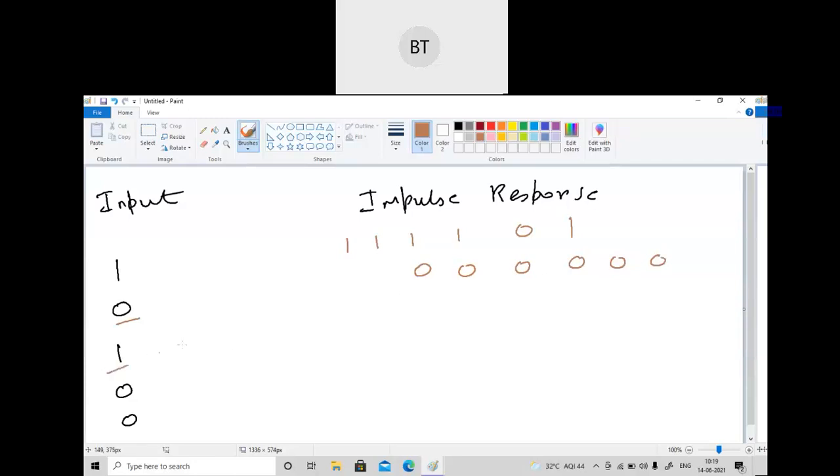Now for the 1, we will shift 2 more bits, that is 1, 1, 1, 1, 0, 1. Now we will shift 2 more bits for 0. We will start from here, 0, 0, 0, 0 and 2 bits here. After this, we will shift 2 more bits for this 0. We will start from here, that is 0, 0, 0, 0 and 2 more 0s here. After this, we will do the XOR operation.